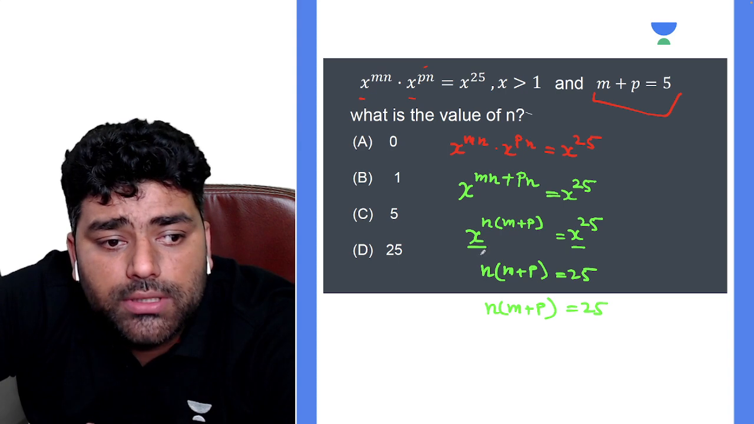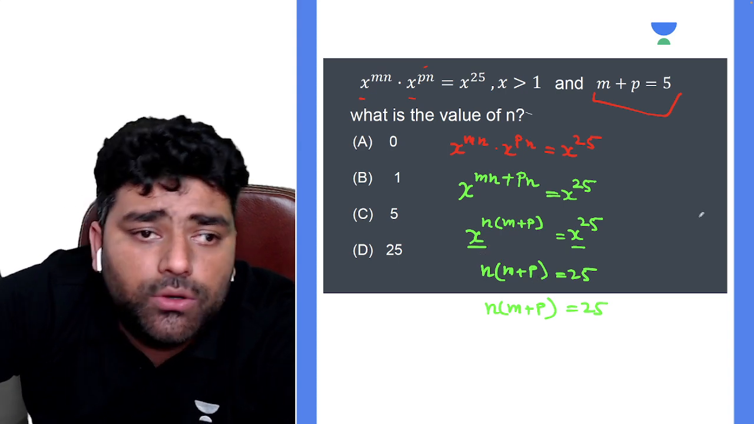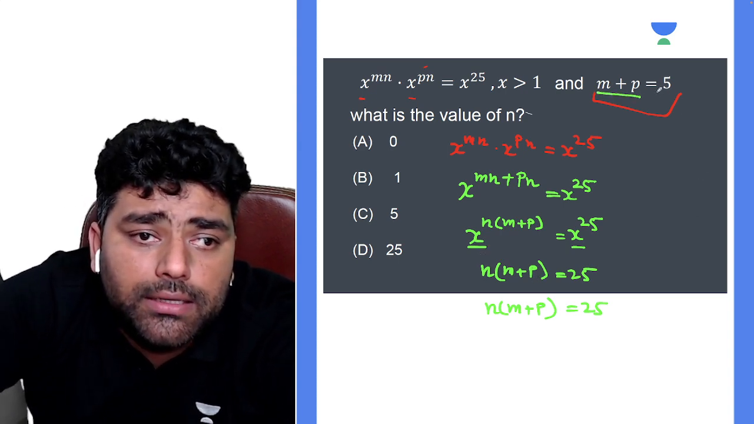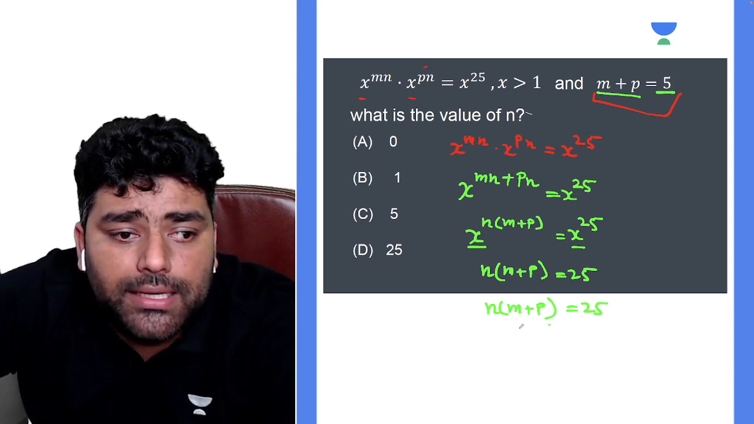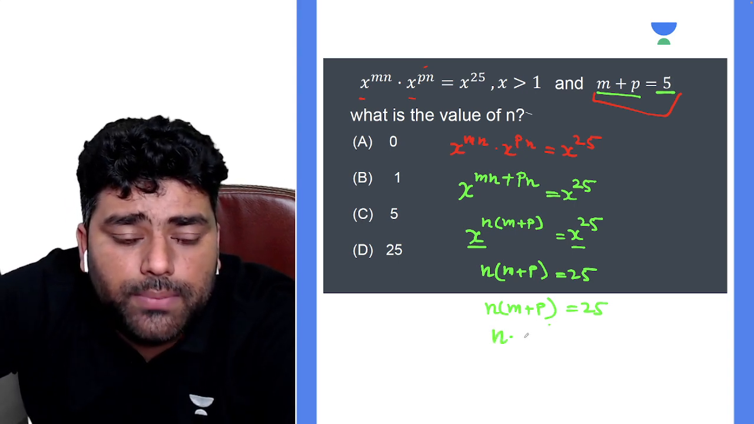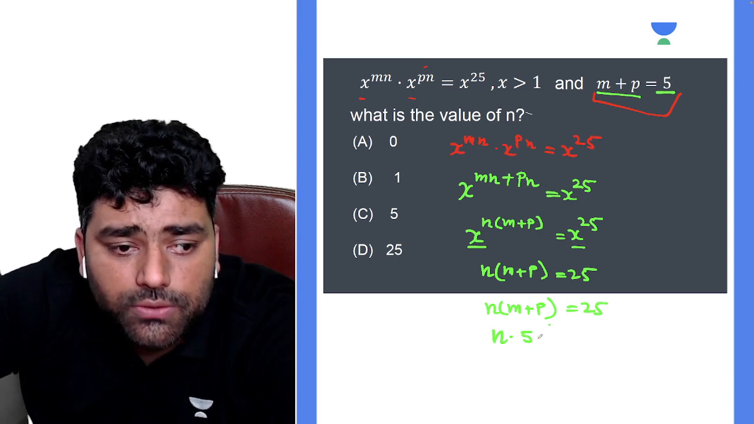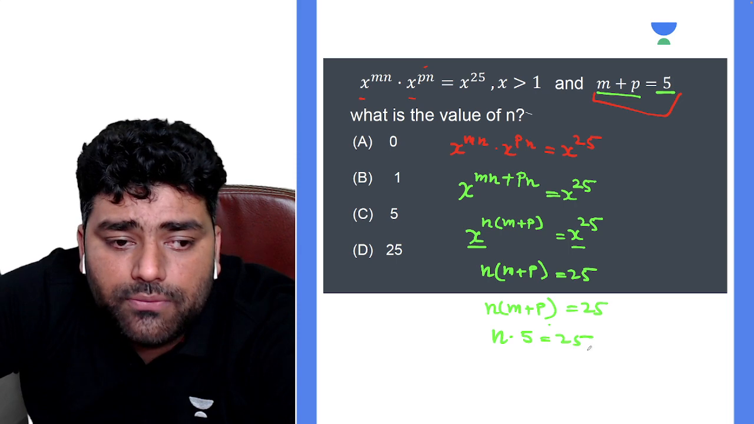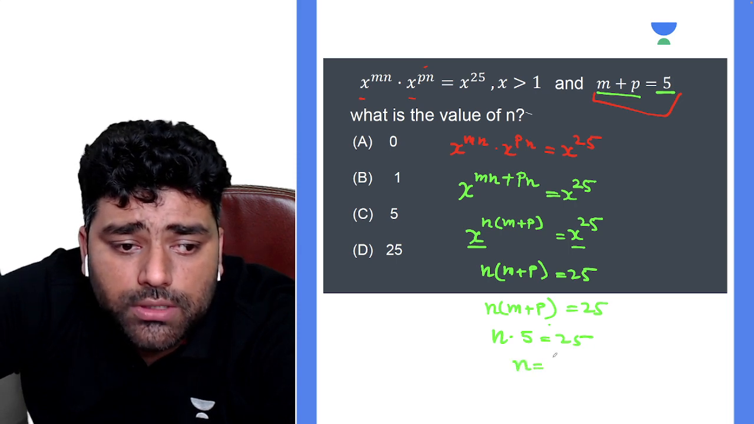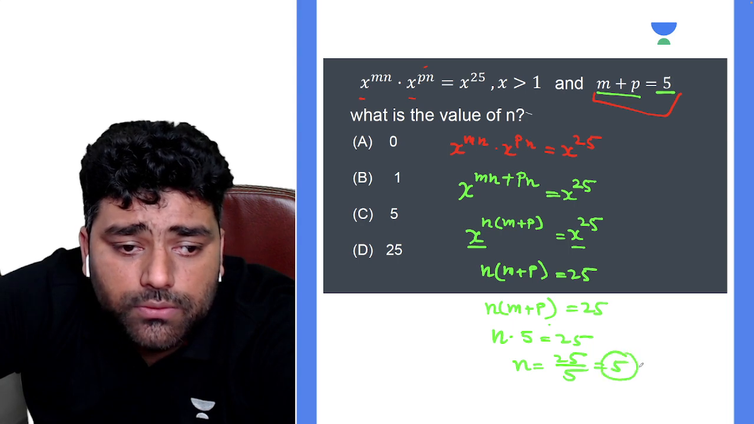Now, do we know anything else? Yeah, we know m plus p is equal to 5. So you can just plug in m plus p as 5, or you can say substitute, as you wish. Then n multiplied by 5 is 25. So n is equal to what? 25 divided by 5, that is equal to 5.